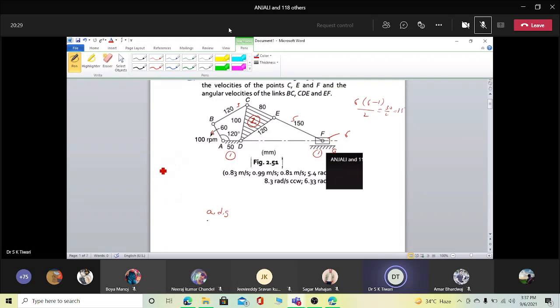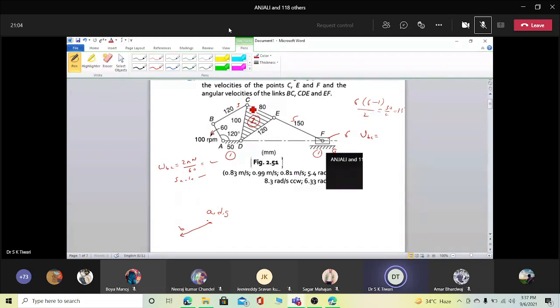You can find out omega BA, that would be 2 pi N upon 60, in radians per second. Then select a suitable scale for drawing the vector diagram. The direction of VBA will be perpendicular to BA through A, something like this. Let this be the point B.